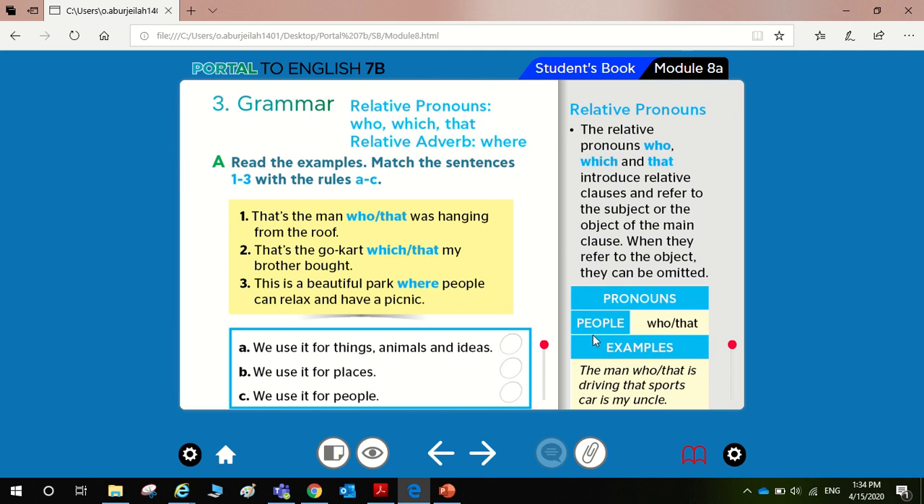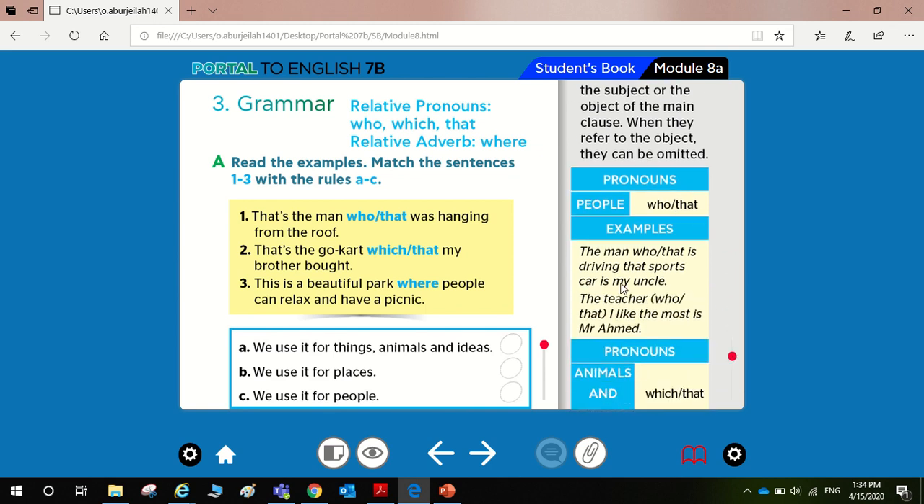I use who or that, the same meaning, when we talk about people. For example, the man who, that, is driving that sports car is my uncle. The teacher is a man, and the person who or that I like the most is Mr. Ahmed. We can omit who or that here. We say, the teacher I like the most is Mr. Ahmed.